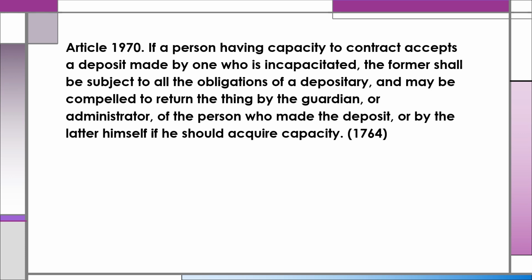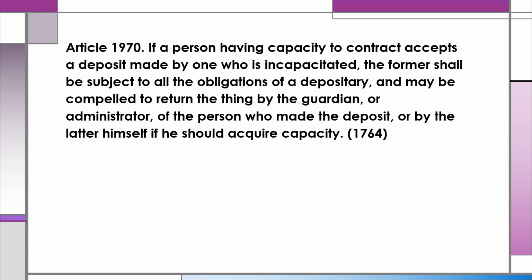Kanino niya dapat ito isoli? Isoli niya ito sa guardian, sa magulang, sa representative ng depositor. Pag binawi nila, i-release niya yan. Huwag kay depositor mismo kasi si depositor ay incapacitated.